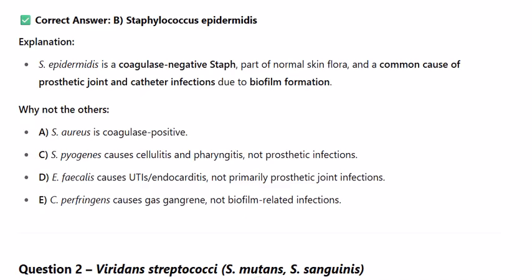Why not the others? A. S. aureus is coagulase positive. C. S. pyogenes causes cellulitis and pharyngitis, not prosthetic infections. D. E. faecalis causes UTIs and endocarditis, not primarily prosthetic joint infections. E. C. perfringens causes gas gangrene, not biofilm-related infections.